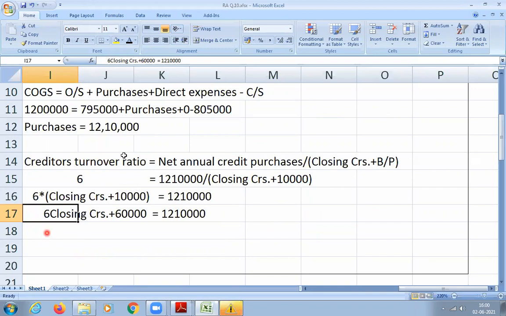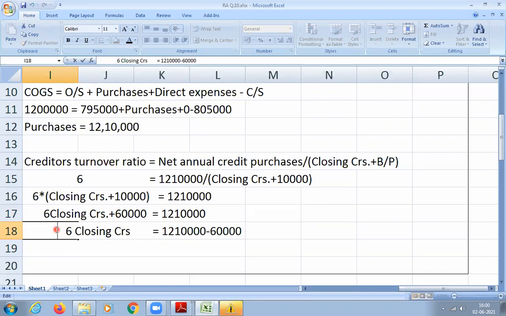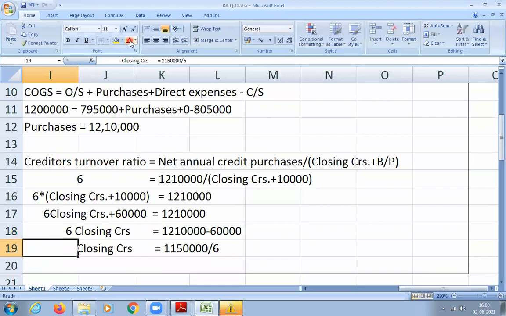Now take the 60,000 to the right hand side. It becomes 12 lakh 10,000 minus 60,000. How much will we get? 11,50,000. 11,50,000 divided by 6 gives 1,91,667.